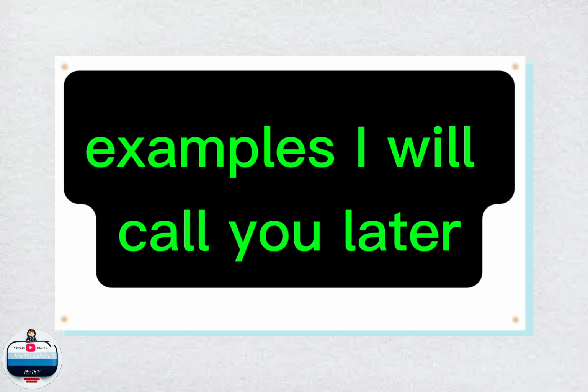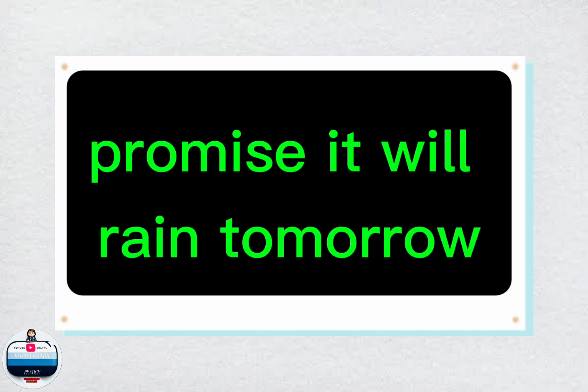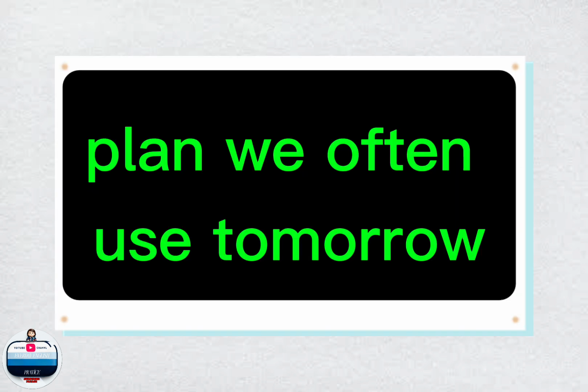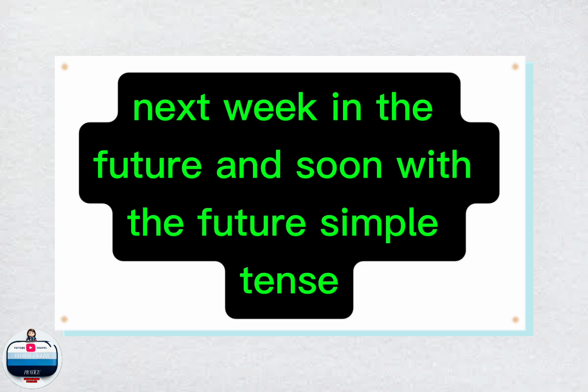Examples. I will call you later. Promise. It will rain tomorrow. Prediction. We will visit our grandparents next week. Plan. We often use tomorrow, next week, in the future, and soon with the future simple tense.